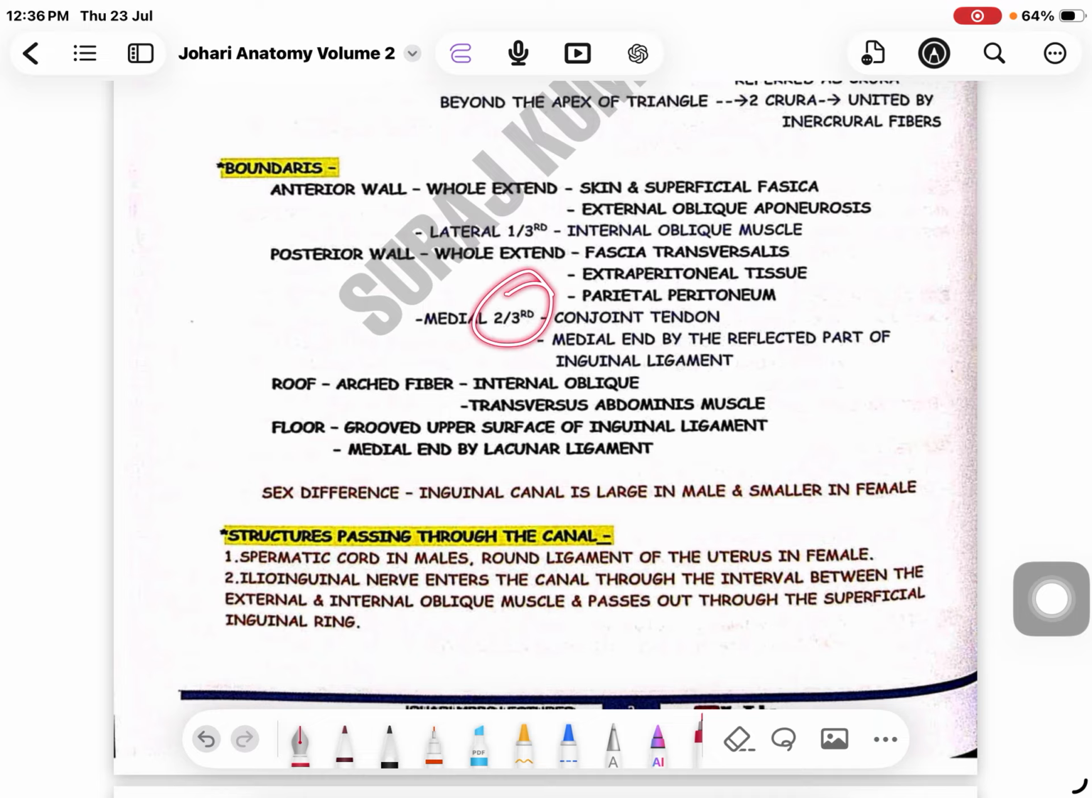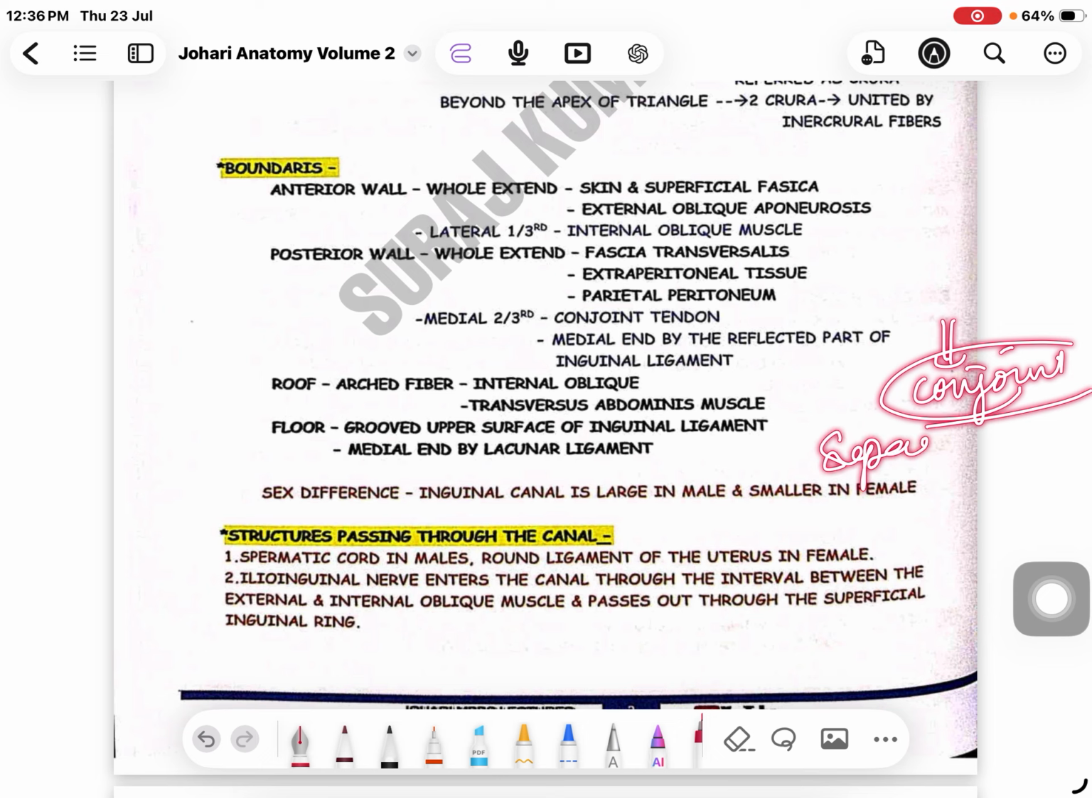But in the middle two third, here we have lateral one third. In the middle two third we have conjoint tendon. Conjoint tendon is formed by the internal oblique and the transversus muscle. We saw that these both form a tendon together, that is called the conjoint tendon, while the external oblique muscle remains separate. External oblique muscle is a separate muscle.